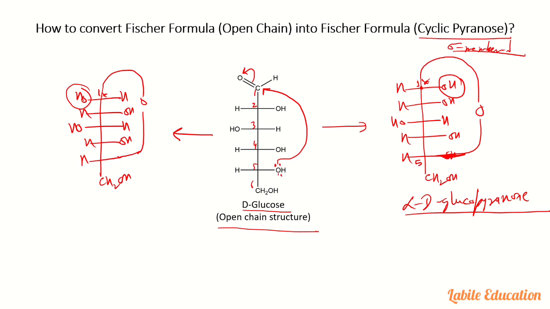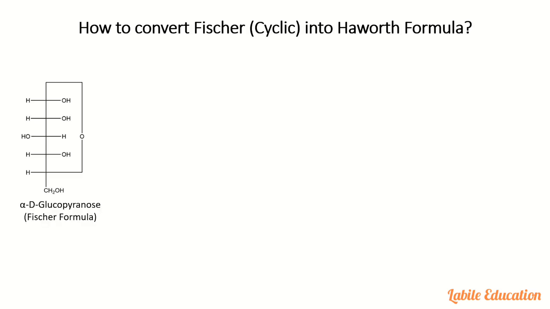The more electronegative group OH is on the right hand side at the anomeric carbon, that will be alpha. And if it is on the left hand side, this will be beta D glucopyranose. So now these two are the Fischer projection formula, cyclic formula of the alpha and beta D glucopyranose. Now next is how to convert the Fischer cyclic structure into Haworth formula or Haworth structure.